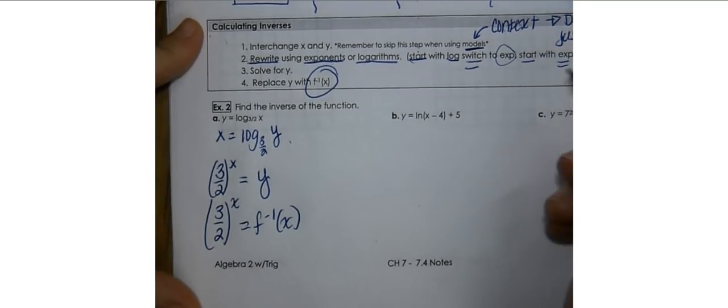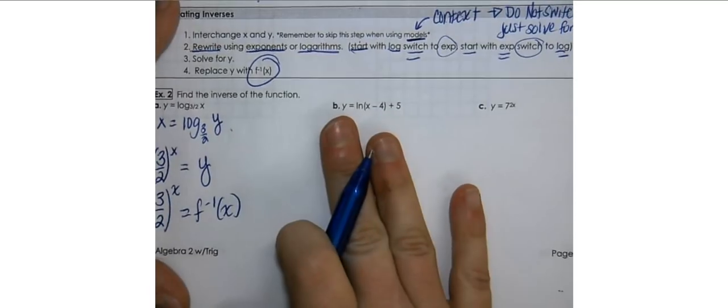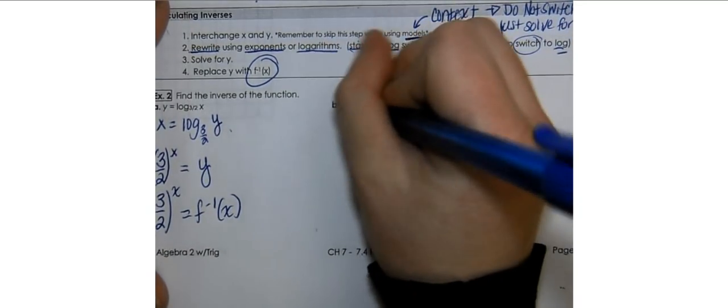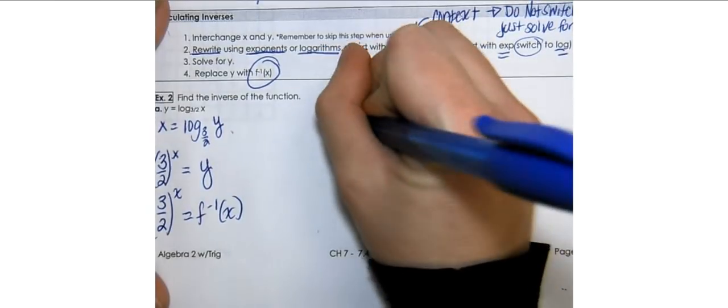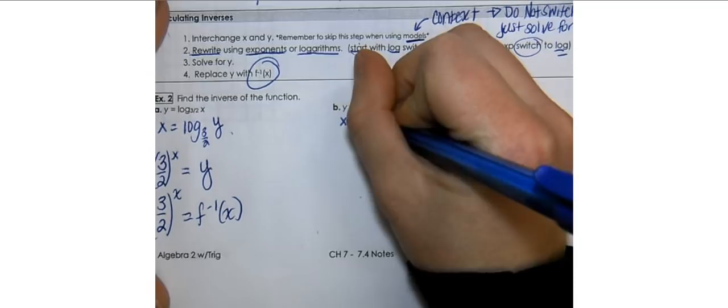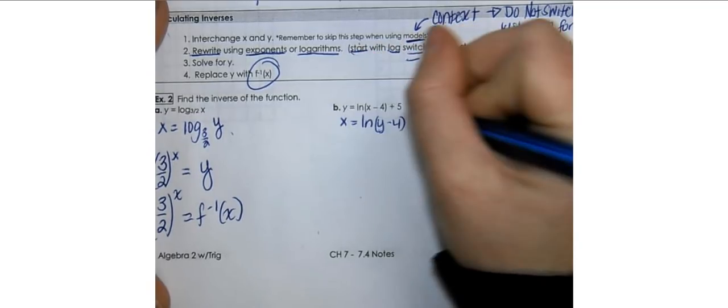Letter B. This is technically starting in logarithmic form. So the first thing I'm going to do is switch my x and y values. So I'm going to write x is equal to the natural log of (y minus 4) plus 5.